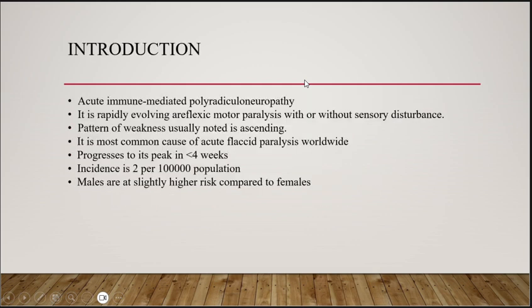Introduction. GBS is an acute immune-mediated polyradiculoneuropathy. It is rapidly evolving areflexic or hyperreflexic motor paralysis with or without sensory disturbance. The pattern of weakness usually is noted as ascending. It is the most common cause of acute flaccid paralysis worldwide. The progression to its peak is usually less than 4 weeks.